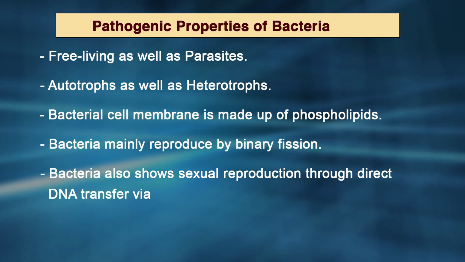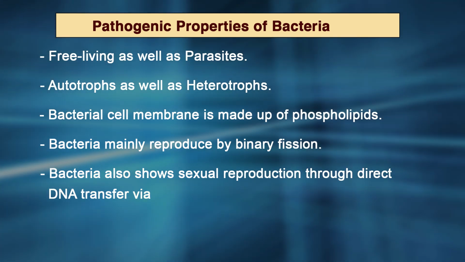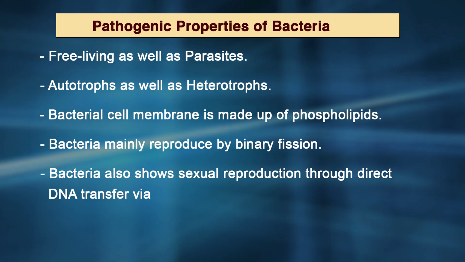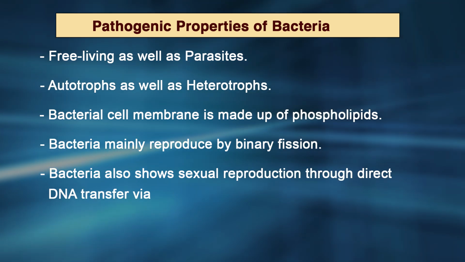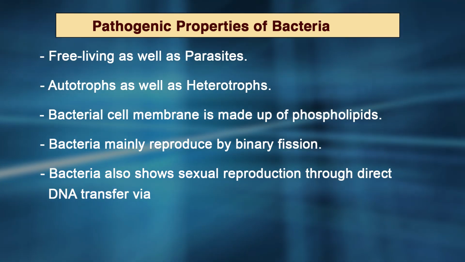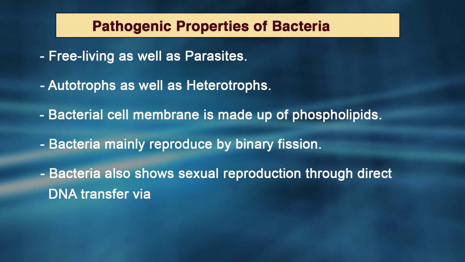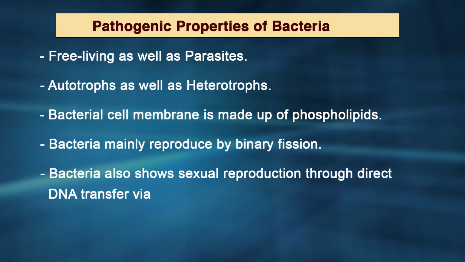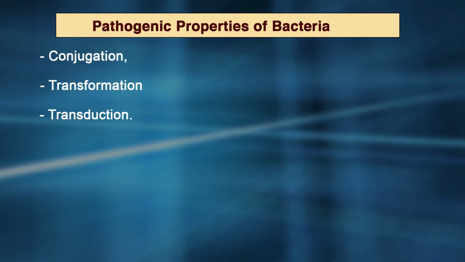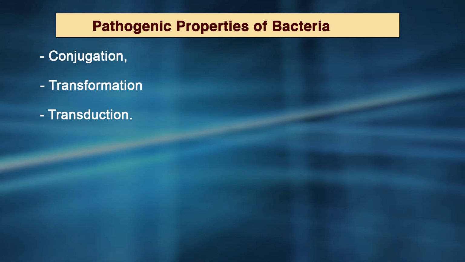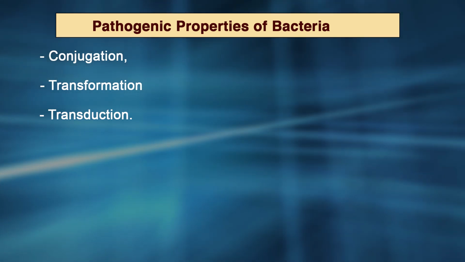The bacterial cell membrane is made up of phospholipid. The cell wall is made up of peptidoglycan, which is a combination of polysaccharides and amino acids. Bacteria mainly reproduce by binary fission, which is a kind of asexual reproduction. Bacteria also show primitive types of sexual reproduction, through direct DNA transfer from one bacterium to another by the process of conjugation, transformation or transduction. The transduction process is virus mediated and it can cause disease.